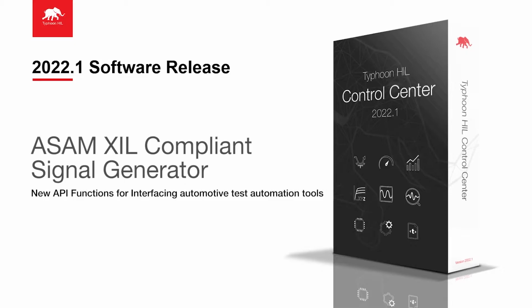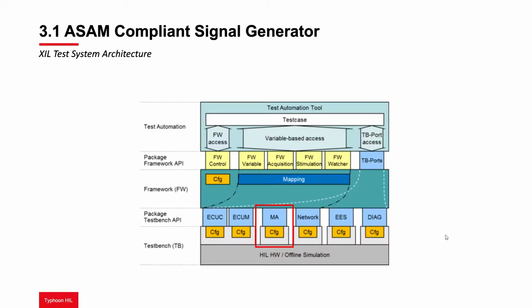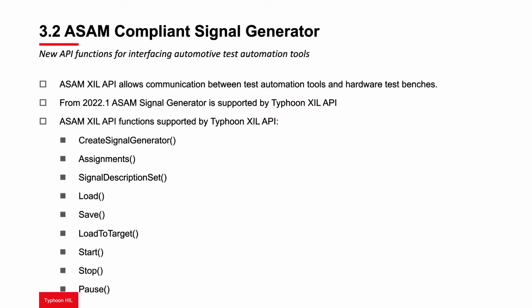Typhoon XIL software supports the model access port from the ASAM XIL standard. This port specifies the necessary functions required for accessing and controlling XIL simulations, including read-write functionalities, simulation control functions, and capture functionalities. The current implementation of the ASAM XIL standard within the Typhoon XIL toolchain uses the C# programming language.